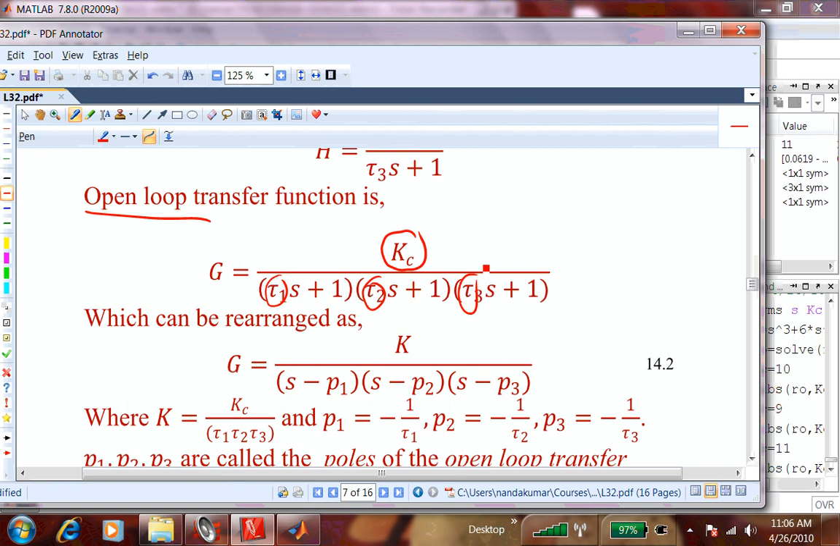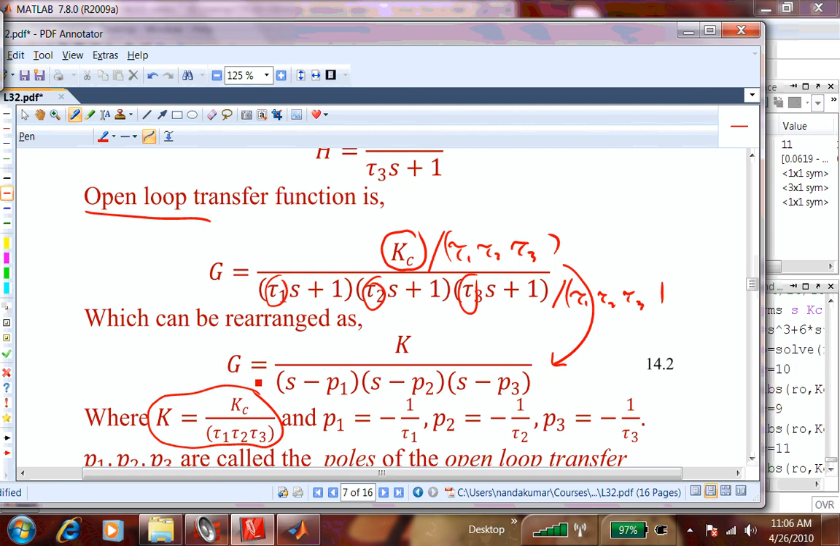You can take this equation and rearrange it in the following form, as G equals K divided by (S minus P1)(S minus P2)(S minus P3). It's a very simple rearrangement. All we're doing is dividing by tau 1, tau 2, tau 3, both numerator and denominator. I can always do that. And then I'm defining KC divided by tau 1 tau 2 tau 3 as K. K is the controller constant.